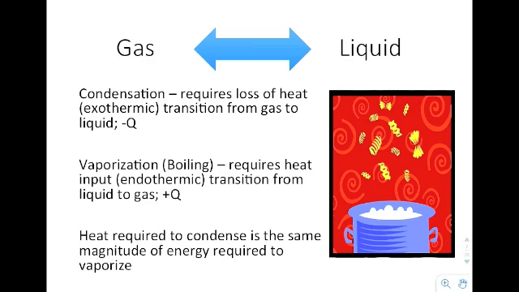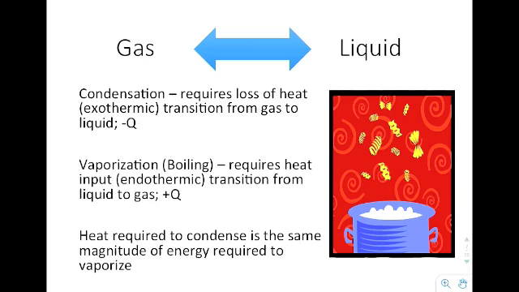Okay, so now the next phase transition you're probably familiar with as well. It's going from a gas to a liquid, or a liquid to a gas. We call the first one condensation. It requires a loss of heat because you're actually giving heat away and cooling from a gas to a liquid, so it's a minus Q value. We have vaporization, which requires a heat input, so we call that an endothermic transition from a liquid to a gas, and it has a positive Q.